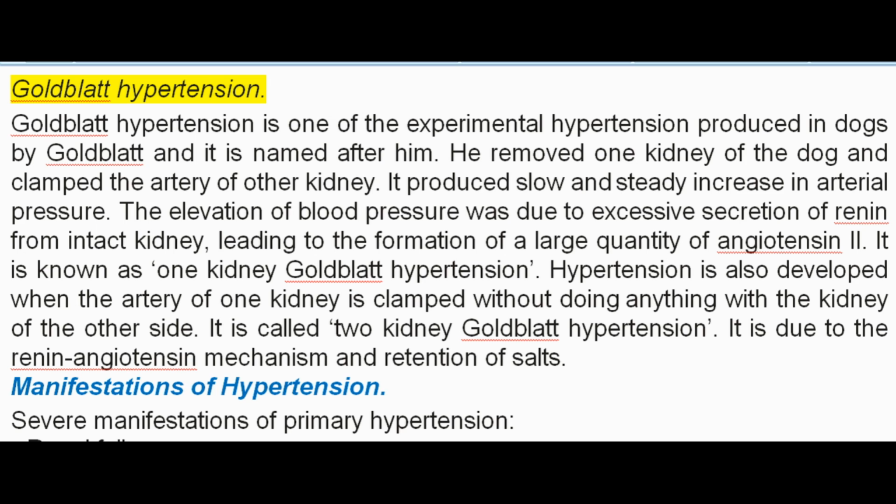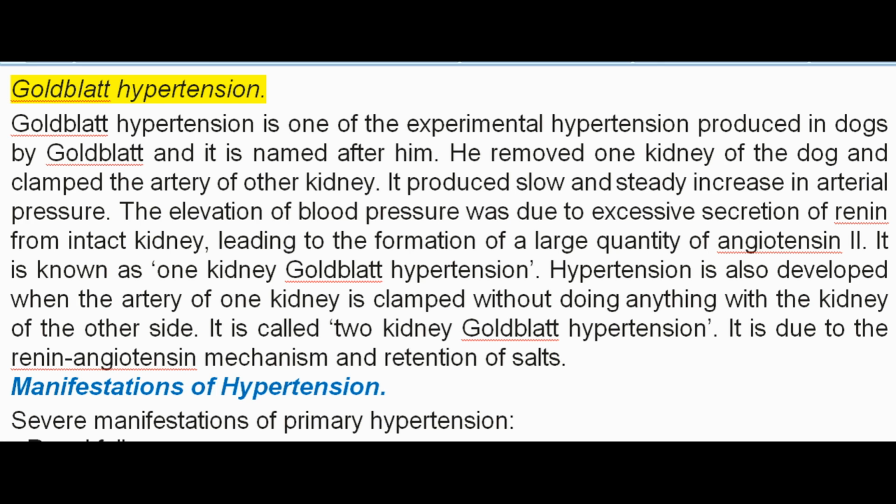Goldblatt hypertension. Goldblatt hypertension is one of the experimental hypertensions produced in dogs by Goldblatt, and it is named after him. He removed one kidney of the dog and clamped the artery of the other kidney. It produced slow and steady increase in arterial pressure. The elevation of blood pressure was due to excessive secretion of renin from the intact kidney, leading to the formation of a large quantity of angiotensin II. It is known as one-kidney Goldblatt hypertension.